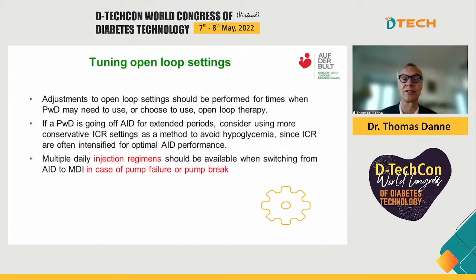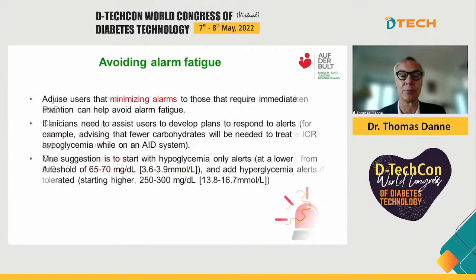I think it's also important to say that for all children who are on hybrid closed loops, you need to have a plan for injection therapy, because it's a technical device. The insulin pump can always fail or break or be stolen, because somebody thinks it's a cell phone, you know, all that. So don't forget to give your patient an insulin regimen plan.